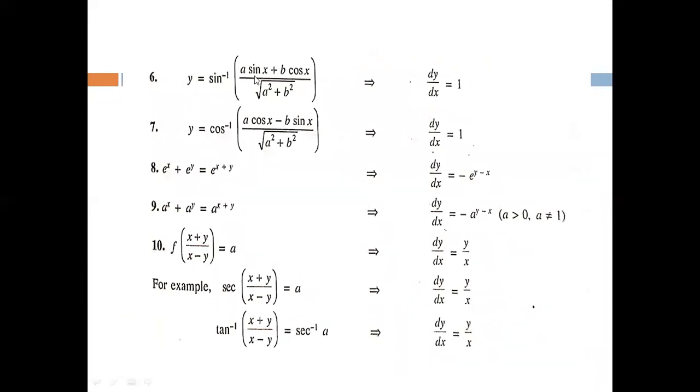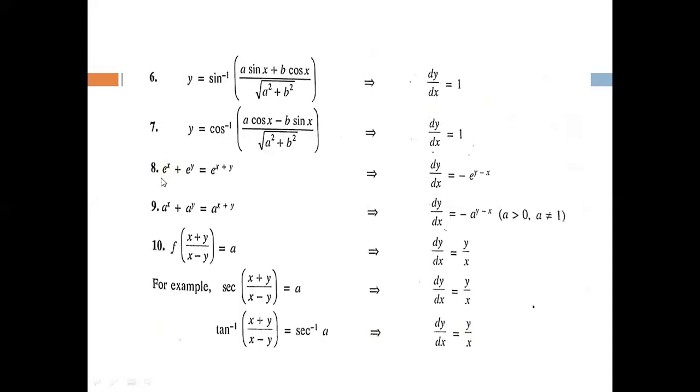Y is equal to sin inverse of a sin x plus b cos x by root of a square plus b square implies that dy by dx is equal to 1. See, once again, recall this. Y is equal to sin inverse of a sin x plus b cos x whole divided by root of a square plus b square. Then dy by dx is equal to 1. Or suppose y is equal to cos inverse of a cos x minus b sin x over root of a square plus b square. Also dy by dx will be 1 only.